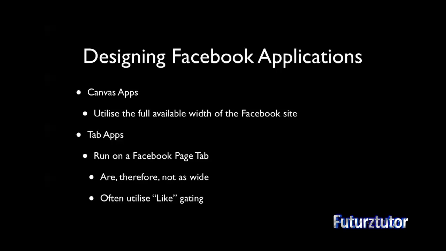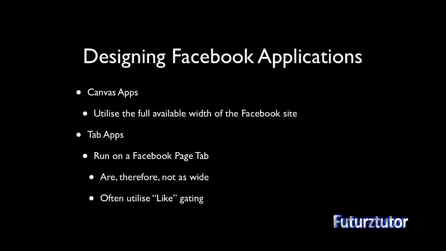There are also tab apps, and tab apps run on a Facebook page. They run in the context of the normal Facebook profile type display, which means they have less space in which they can be shown. The space available here is basically equivalent to the space available for your newsfeed, for example. And tab apps on Facebook pages will often use light gating, which is basically a way of providing different content to users who have liked the page, as opposed to those who have not yet liked the page.